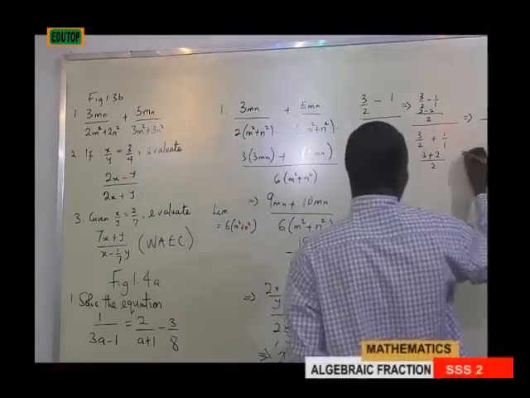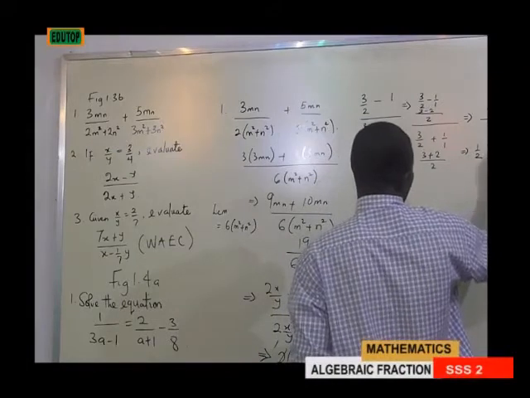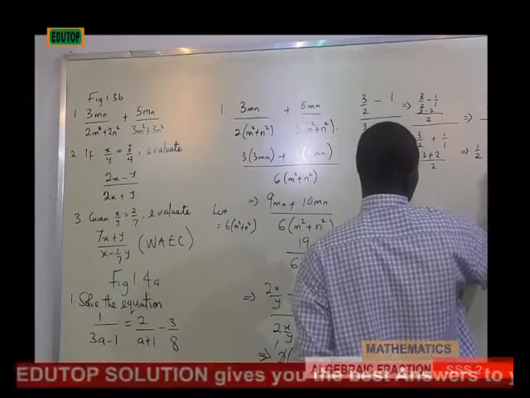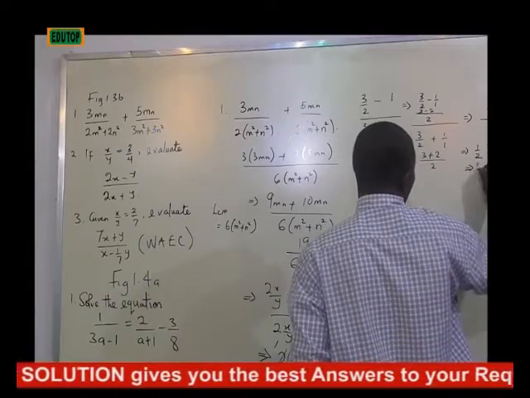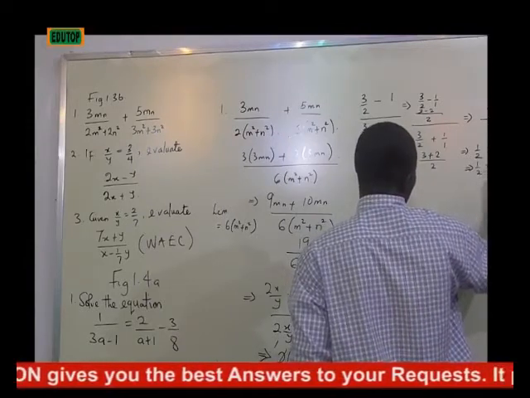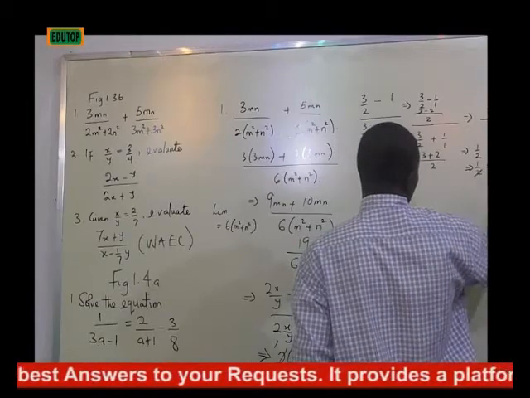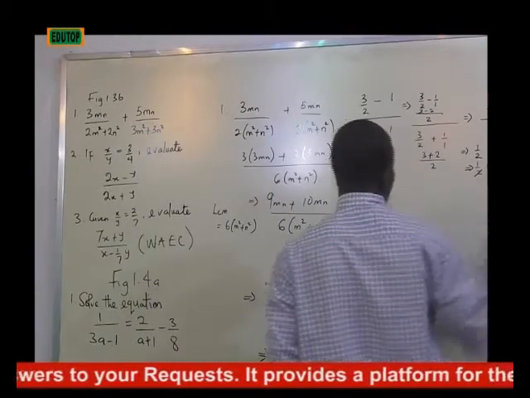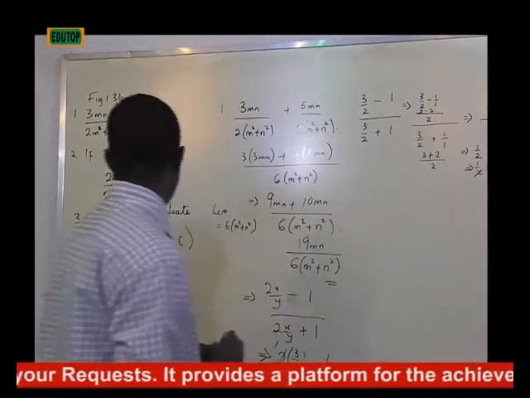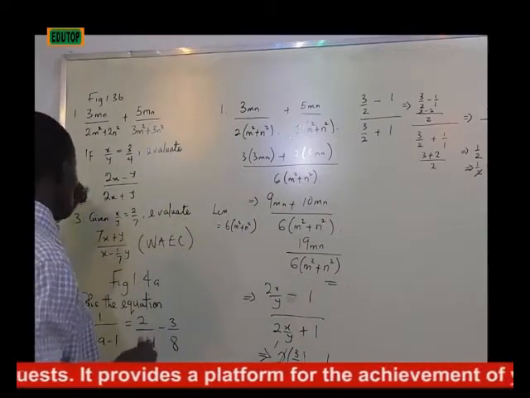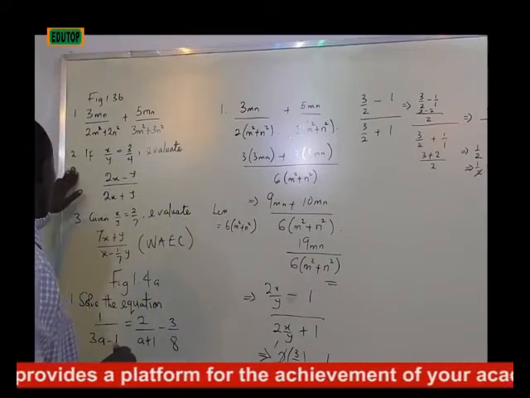Then we can rewrite this as 1 over 2 divided by 5 over 2. And if you change this to multiplication, we have 1 over 2 times 2 over 5. Then 2 can cancel this, then we have 1 over 5. So that is the answer to question number 2.